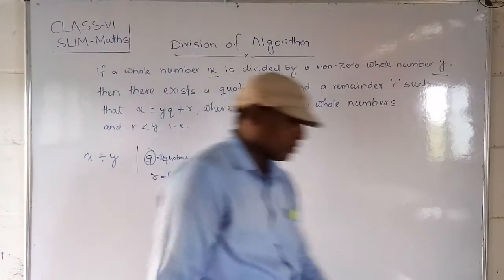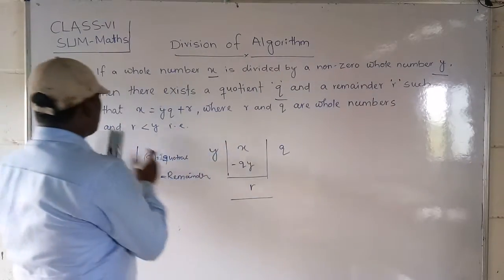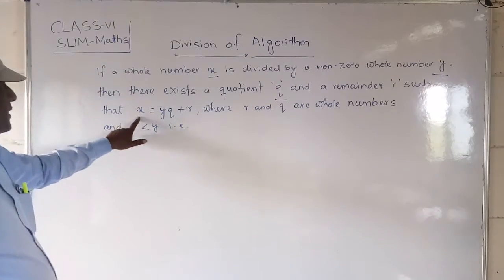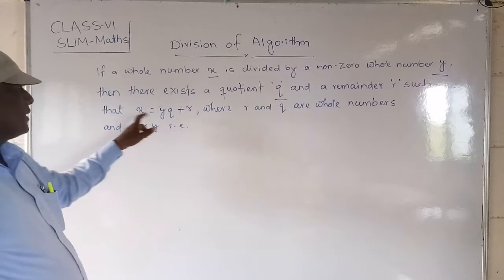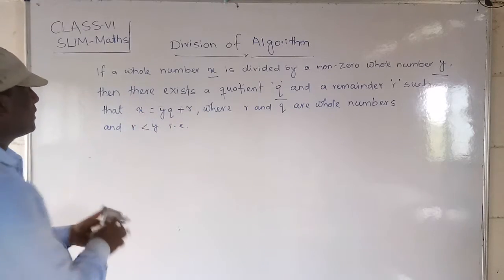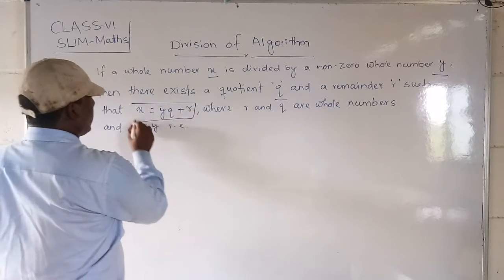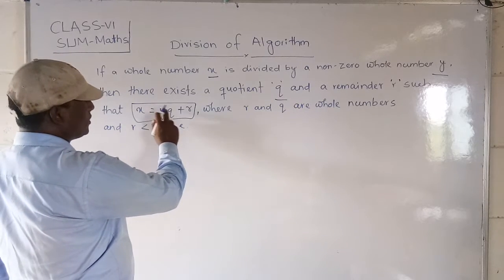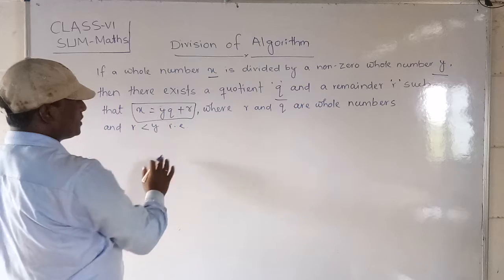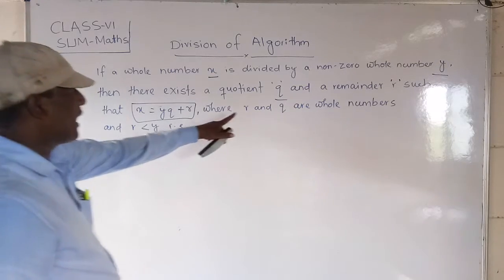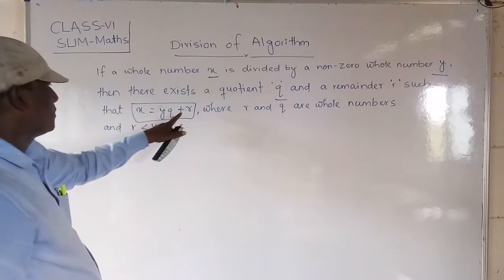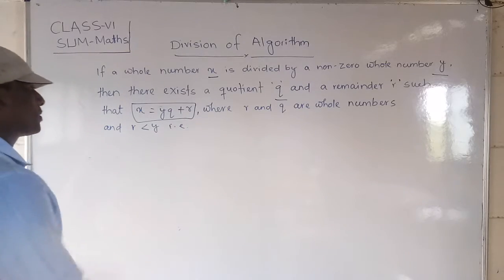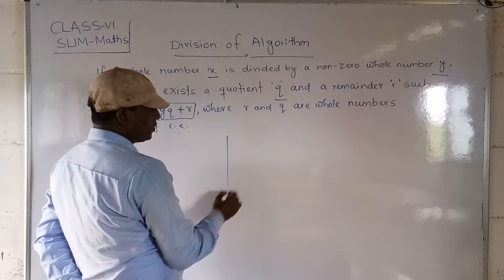Students, observe here how it comes: x is equal to yq plus r. X is a whole number which is divided by y, and the quotient is multiplied, then plus the remainder. I will explain this to you, students. Here r and q, the remainder and the quotient, are also whole numbers.